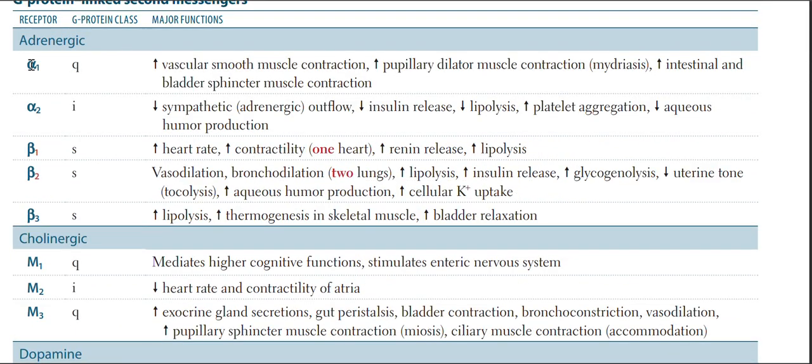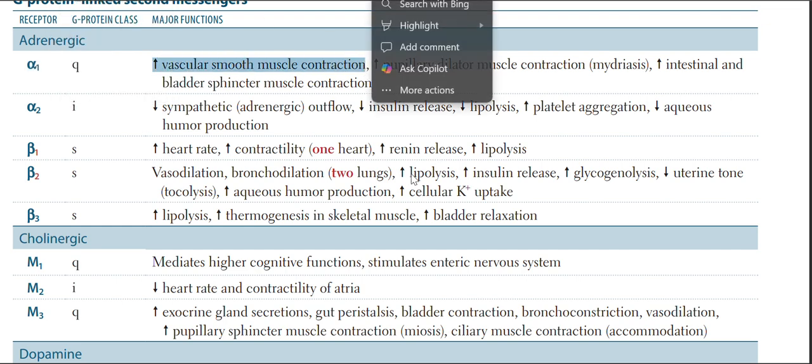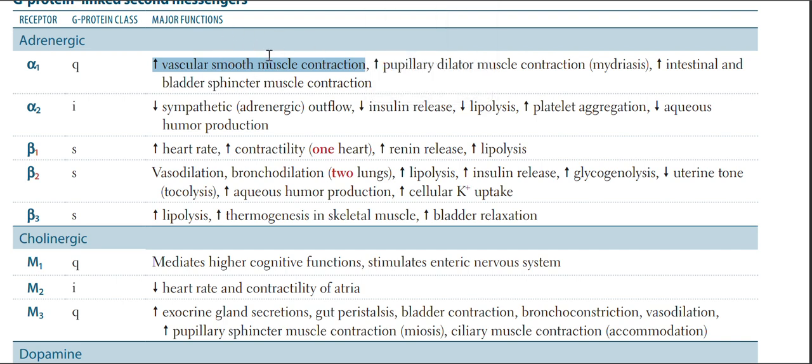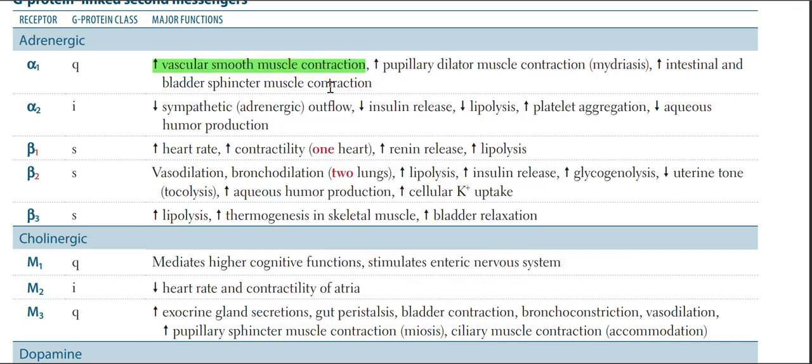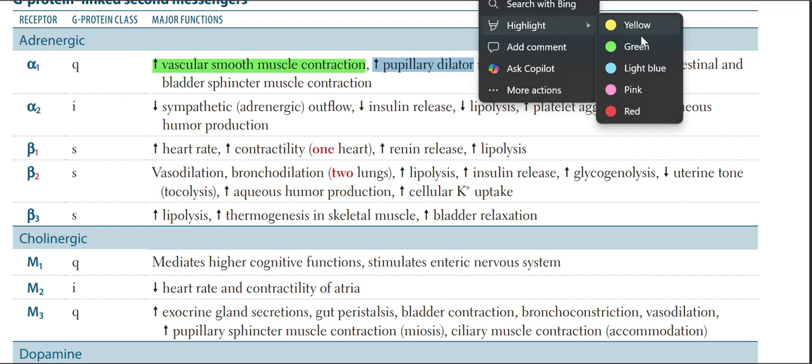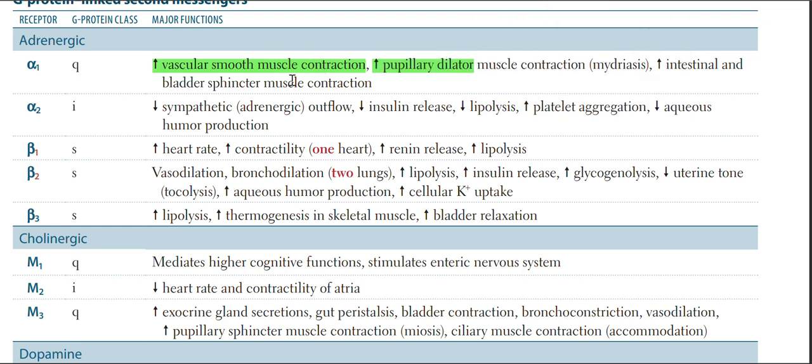So alpha 1 receptors increase vascular smooth muscle contraction. So what do you think? What effect would this have on the blood pressure? Increases the blood pressure. Yeah, so it will increase the blood pressure. And that is the most important one you need to know. And along with that, it will also cause pupillary dilation. Those are the important ones.